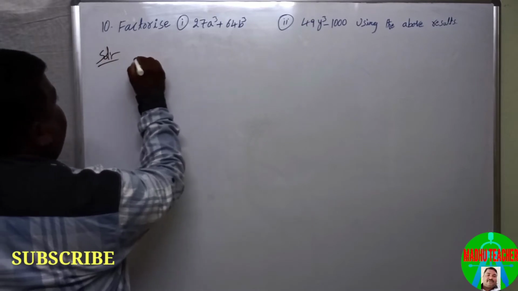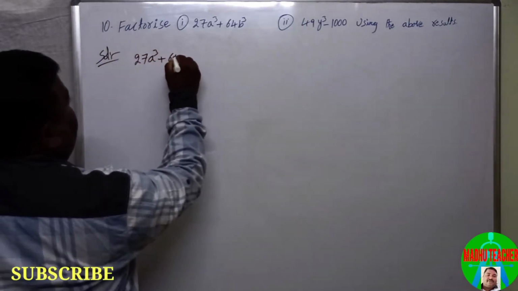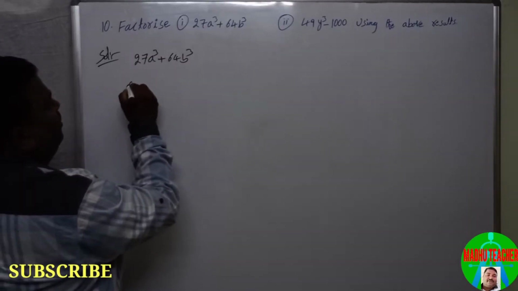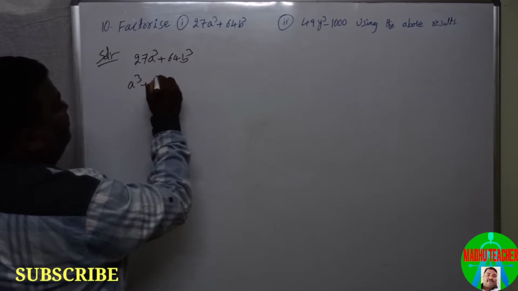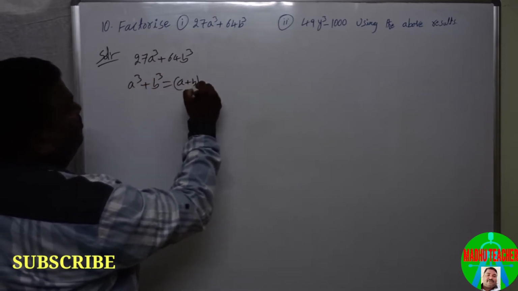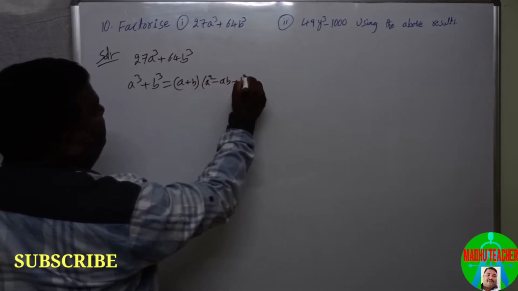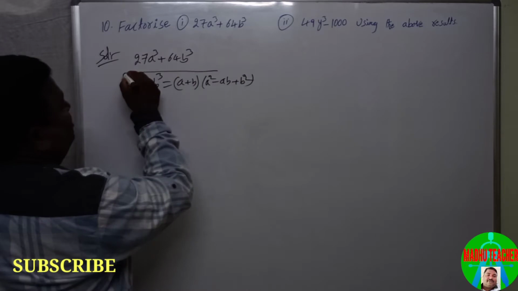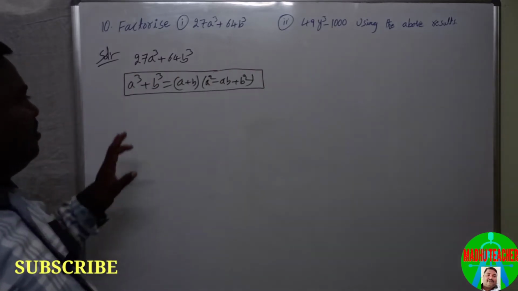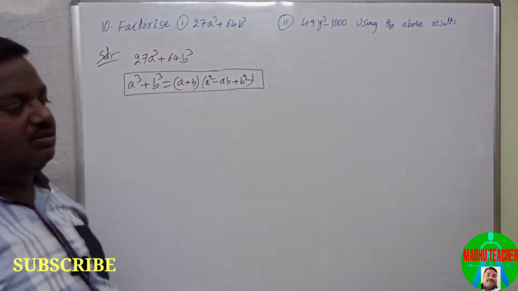So the first one is 27a cube plus 64b cube. In the ninth one, we have a cube plus b cube equal to a plus b into a square minus ab plus b square. This result we saw in ninth problem. By using this result, you have to factorize this.